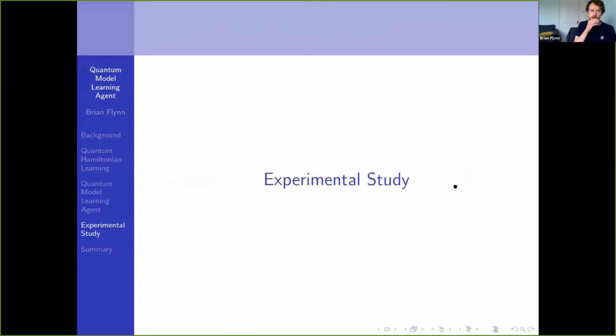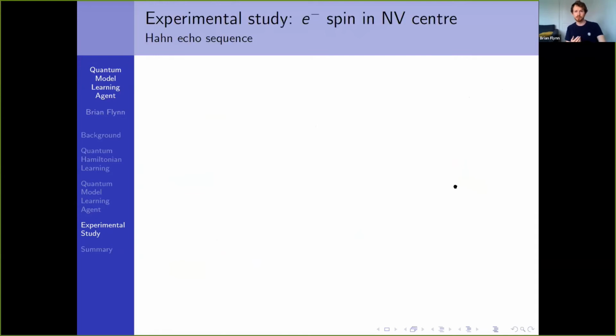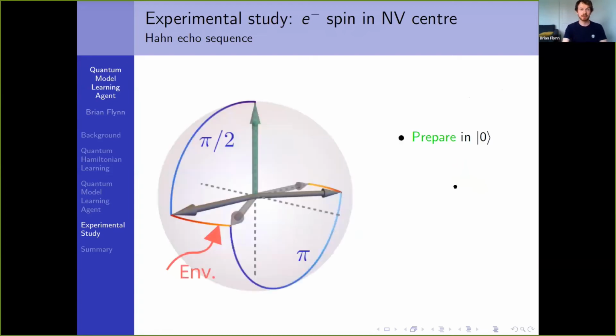Okay, so just to sort of wrap up, I wanted to talk about the experiment that we actually performed and that we write about in the paper. For the experimentalists among us, what we did was we took an electron spin in an NV center. This is called a Hahn echo sequence. I think this is nothing probably surprising for any experimentalist, but just to give you an idea.